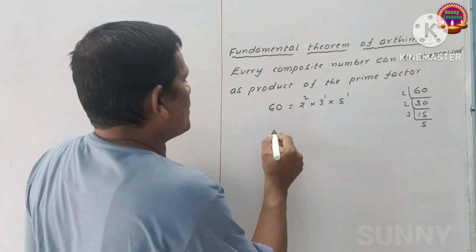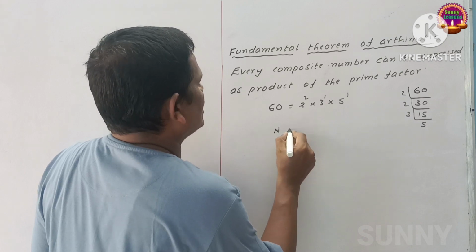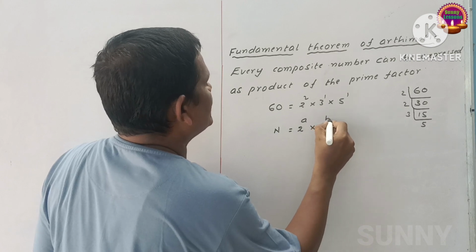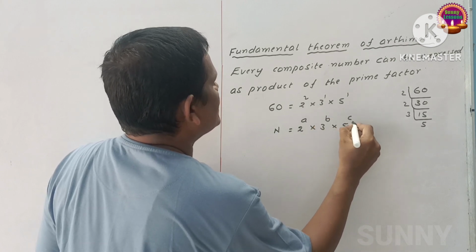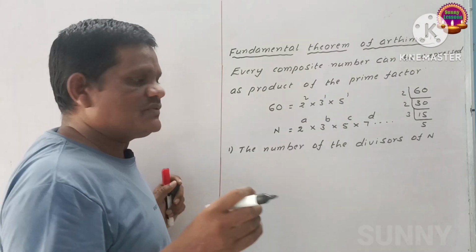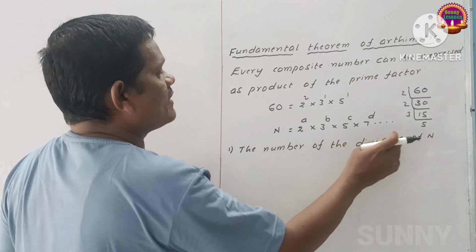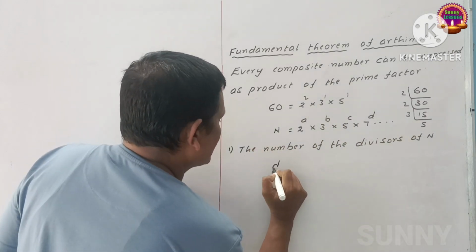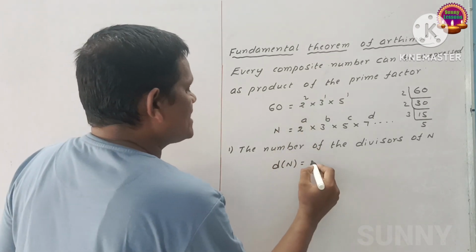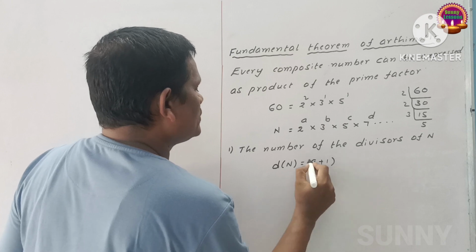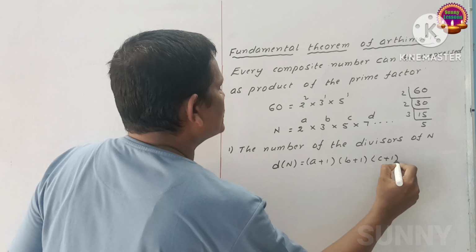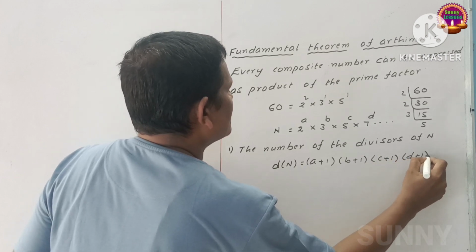If n is a composite number, then we can write it as a product of prime factors: 2 to the power of a into 3 to the power of b into 5 to the power of c into 7 to the power of d and so on. First, the number of the divisors of n is denoted by d(n), equal to (a plus 1) into (b plus 1) into (c plus 1) into (d plus 1) and so on.